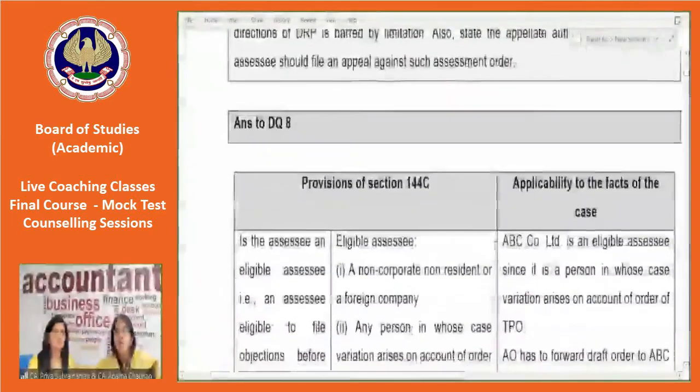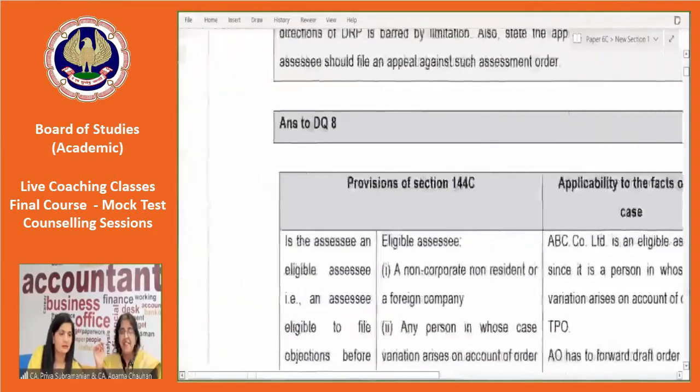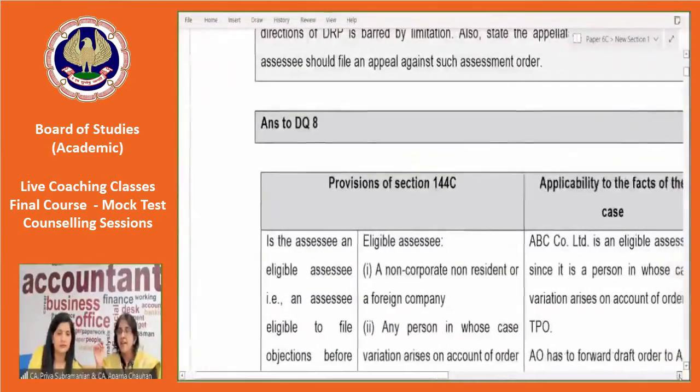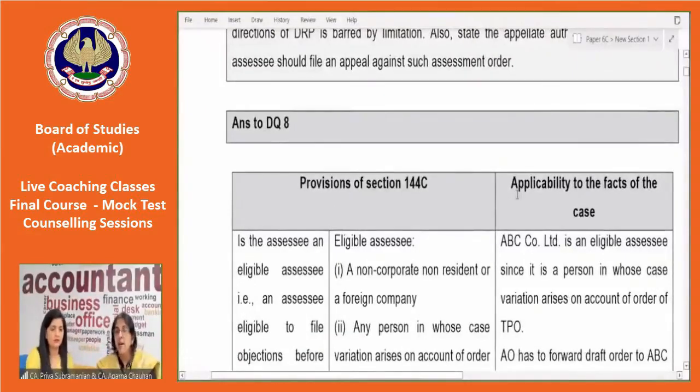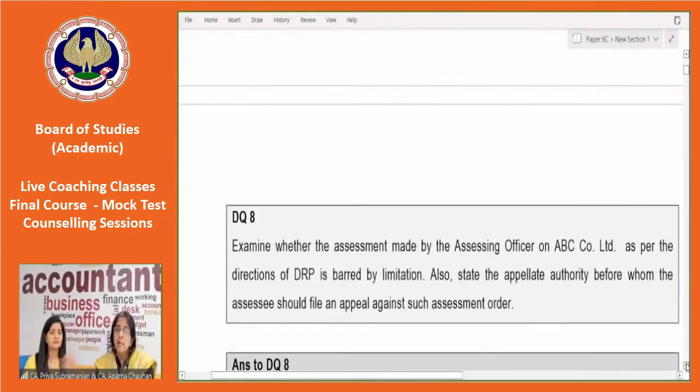So when we go to the question, what does the question require? The question requires us to examine whether the assessment made by the assessing officer on ABC Company Limited as per the directions of DRP is barred by limitation. No, we've seen it's all within the time limit. Also state the appellate authority before whom the assessee should file an appeal against such order.